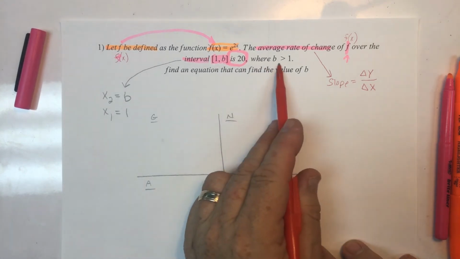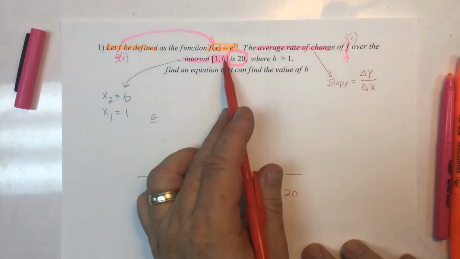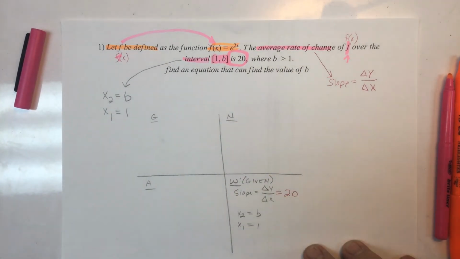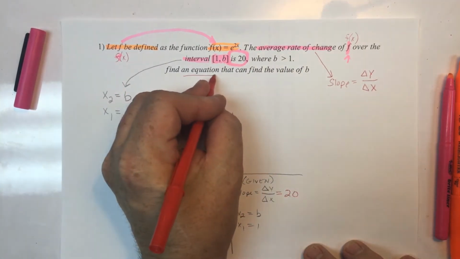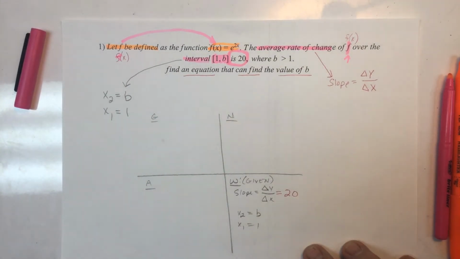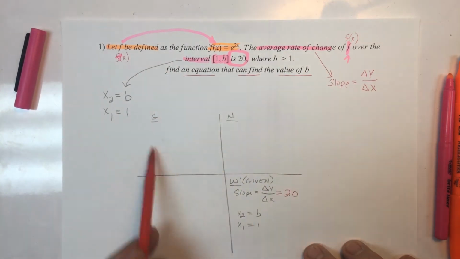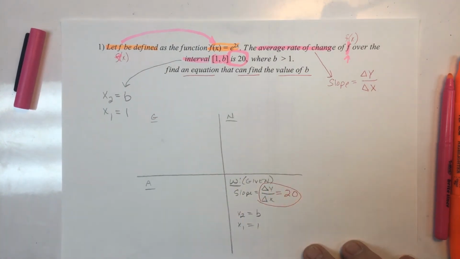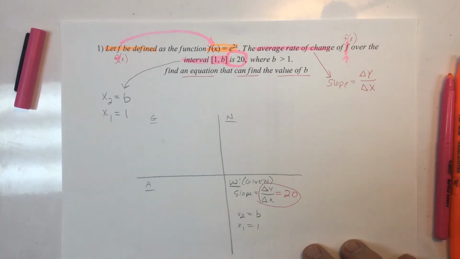So where b is greater than 1. So that's just going to tell you that you're not going to get a negative slope. They're just making sure that you know that. So now it's find an equation that can find the value of b. Find an equation. Well, if you pull the pieces out, you have an equation right here. You just got to figure out the pieces, and that's where graphing helps tremendously.